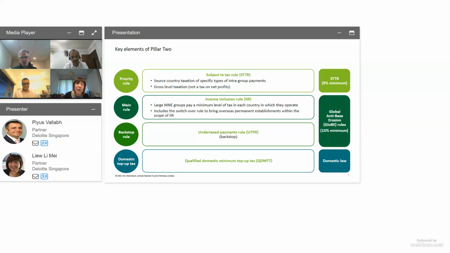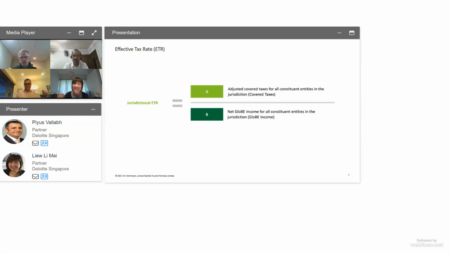Now, let us have a look at what the ETR looks like in the next slide. So it looks deceptively simple, right? Just adjusted covered taxes divided by the net GLOBE income. And the difficult bit to this formula is really the data points that may be required. And Piers, Kenneth, and Madhav will talk a little bit more about this.